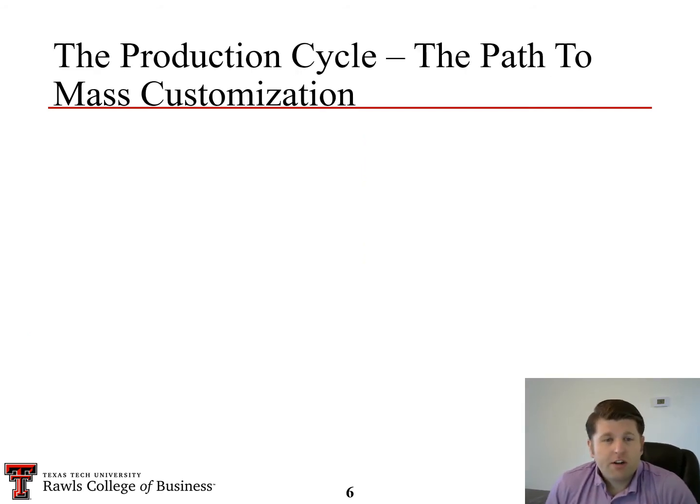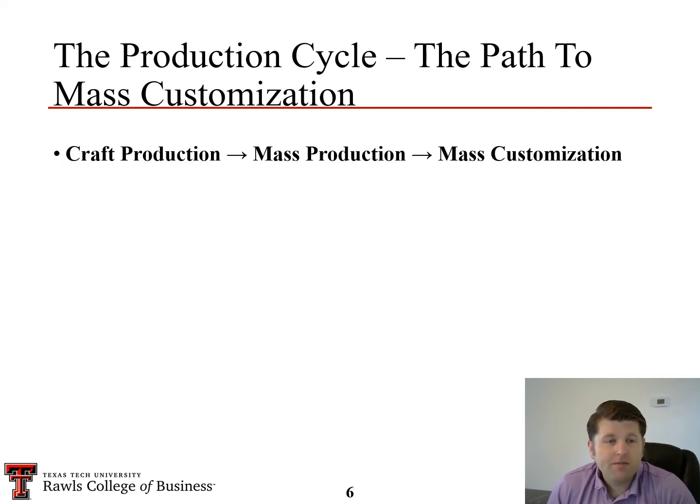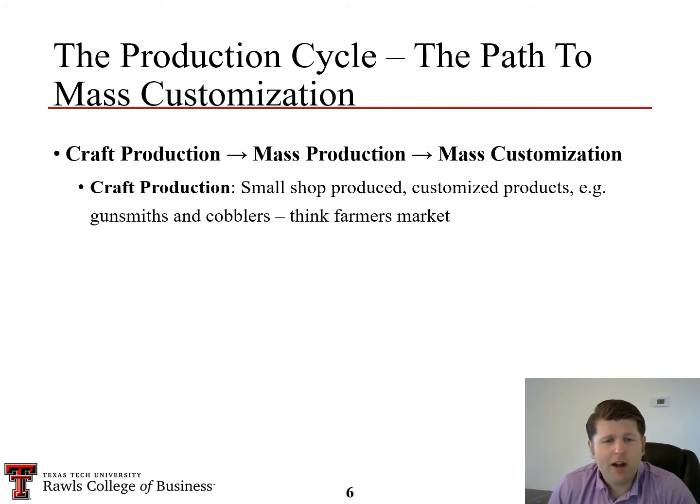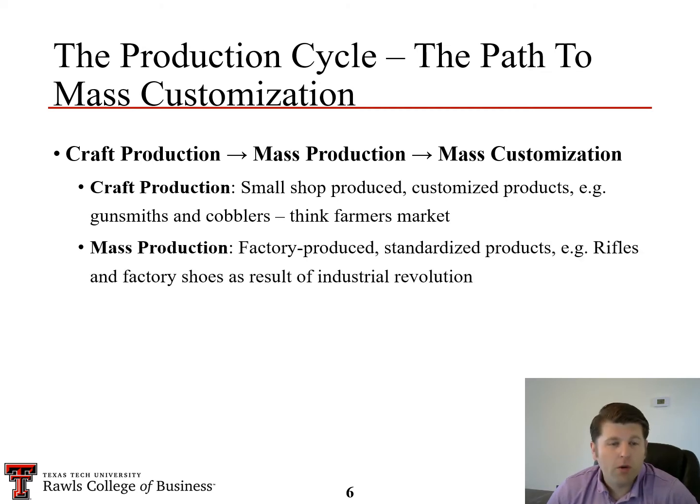We also can consider the production cycle, and I was alluding to this. We have craft production to mass customization. We talked previously about craft production where there's very small shop produced or customized products. Before, this was like gunsmiths, where they produced the gun for each individual customer, or even cobblers, where they made shoes specifically for the individual's foot. And so cobblers were very common. Obviously, we don't have as many today, but they still do offer custom shoes. It's just not what you are pretty familiar with.